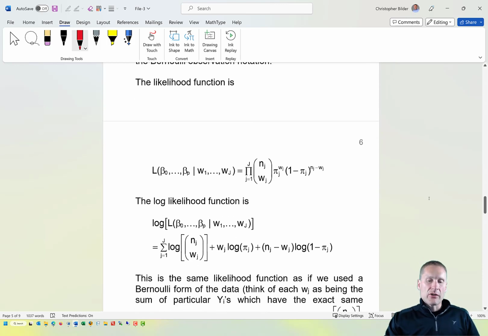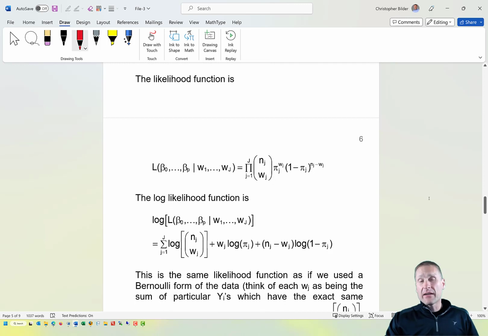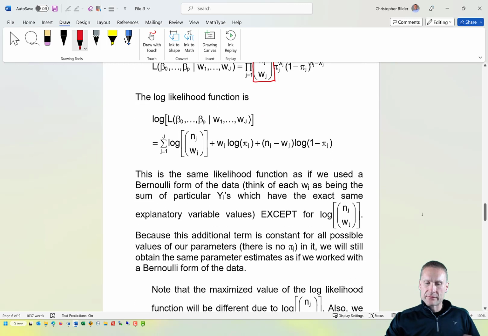My likelihood function looks like this. Exactly the same as before, but now I have a binomial distribution with it. And notice we have that N sub j choose W sub j in there. I can find my log likelihood function as well. And so this looks very similar to what we had before. The main difference is this part right there that I circled.